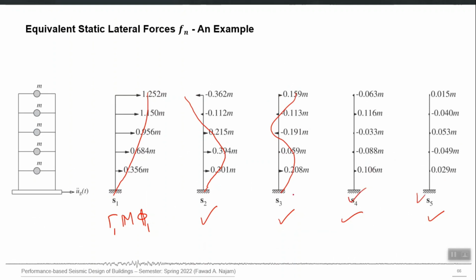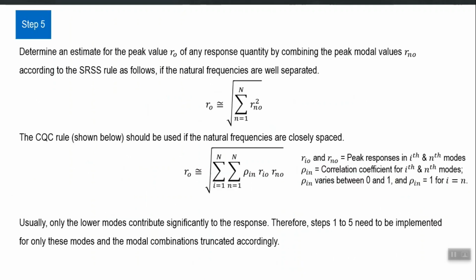So, you can calculate as many force patterns, equivalent lateral forces, as the number of modes you want to include. This was a 5-story 2D building, so it had 5 modes only. So, we can have at maximum 5 force patterns, and we apply them one by one, and calculate any response quantity, let us say R_no, where n is the mode number and o denotes the maximum quantity.